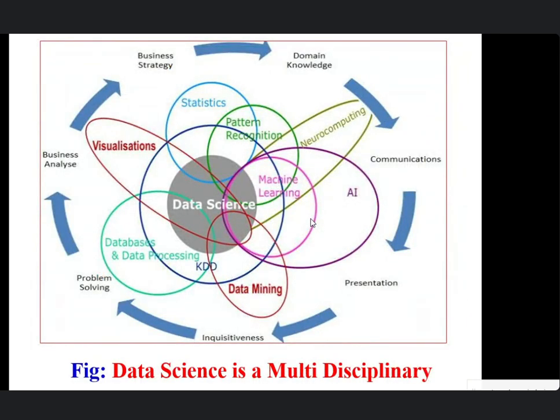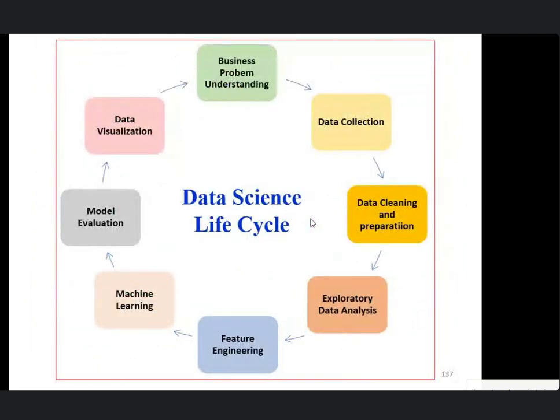Then data science is multidisciplinary, with the combination of statistics, visualizations, pattern recognition, neurocomputing, machine learning, artificial intelligence, data mining, knowledge discovery databases and data processing. There are seven elements including domain knowledge, communications, presentation, inquisitiveness, problem solving, business analysis, business strategy. That's why we are integrating multiple subjects and it is a multidisciplinary subject.